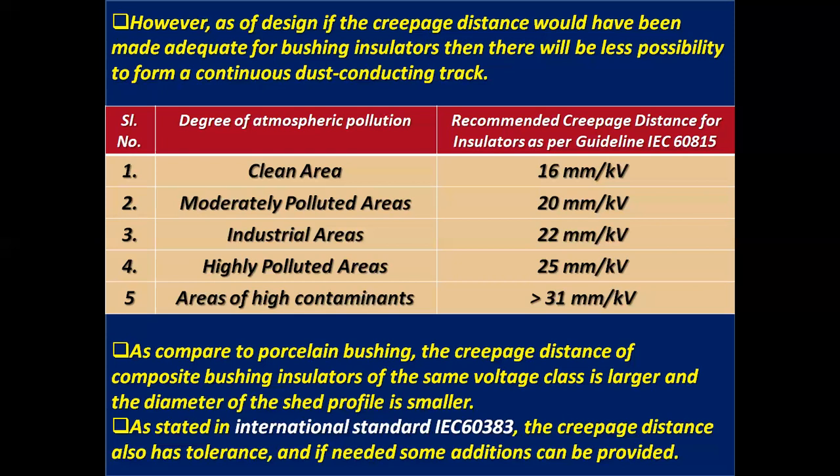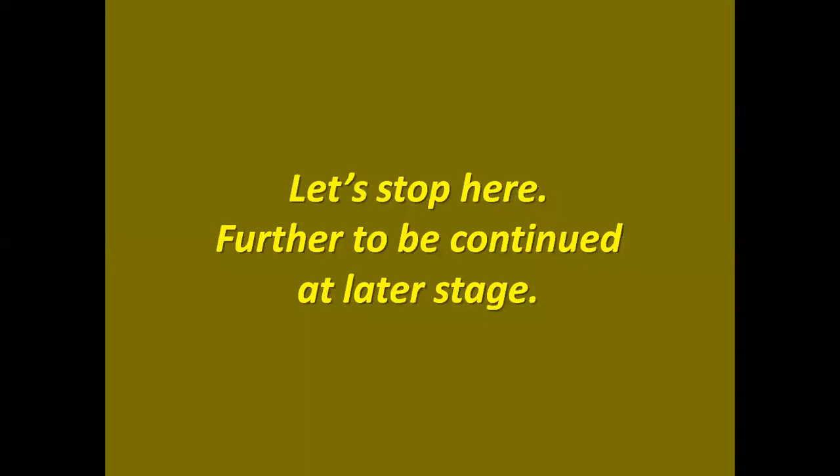As compared to porcelain bushing, the creepage distance of composite bushing insulators of the same voltage class is larger and the diameter of the shed profile is smaller. As stated in International Standard IEC 60383, the creepage distance also has tolerance and if needed, some additions can be provided. Let's stop here. Further to be continued at a later stage.